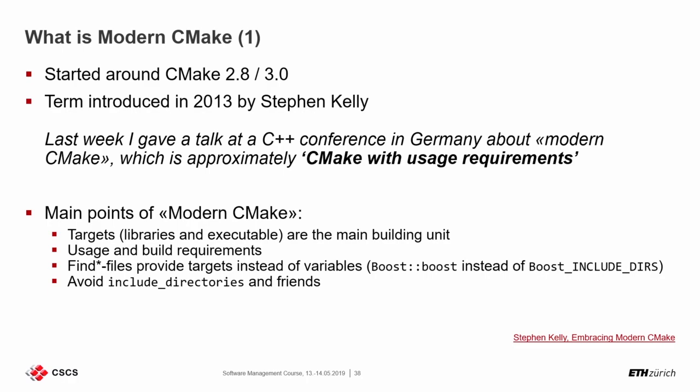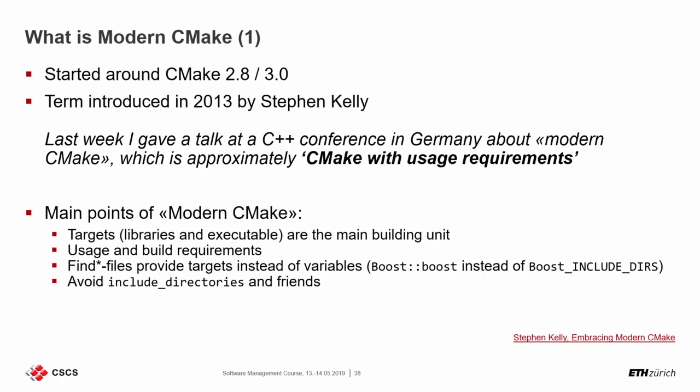And the main points of modern CMake are that we are looking at targets as the main building unit of CMake. So we have libraries and we have executables. They form a graph, this dependency graph that we have seen before. We will see it again afterwards. And we are just saying what are the dependencies among those targets, among those nodes, and what are the compile options and all the properties of those targets.